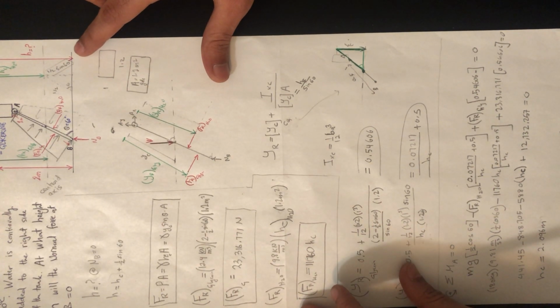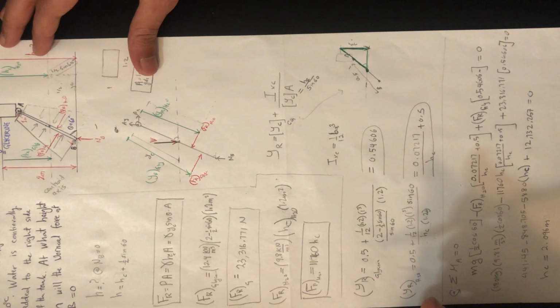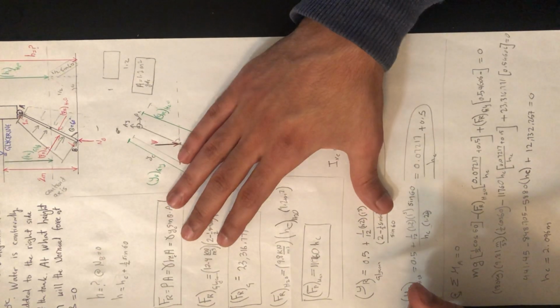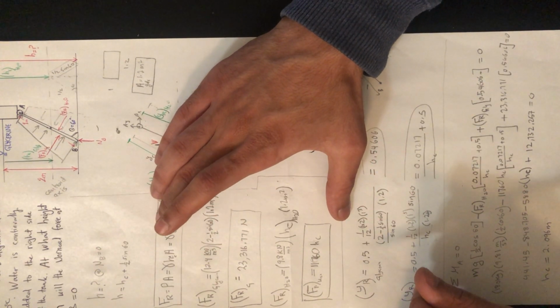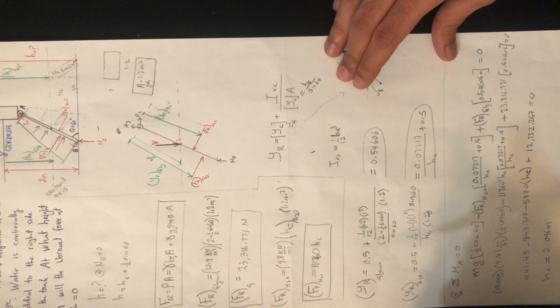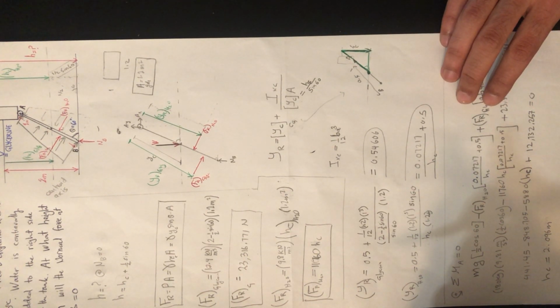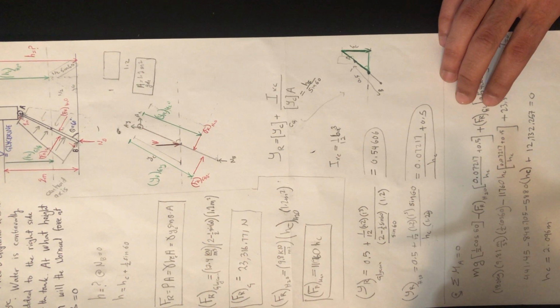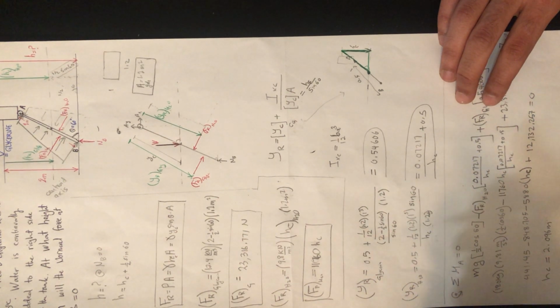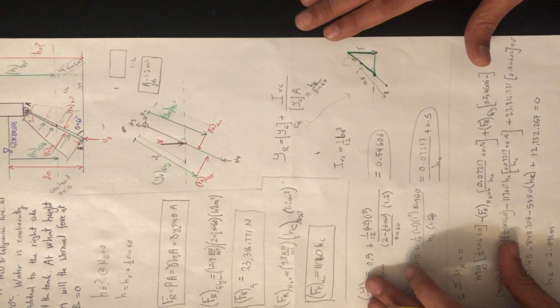So all we did here is a little bit of geometry and determining the magnitudes of our resultant forces and the location of the resultant forces. And we took a moment about a point, equilibrium state, and those are all the steps that are used in this problem. I hope I covered everything.